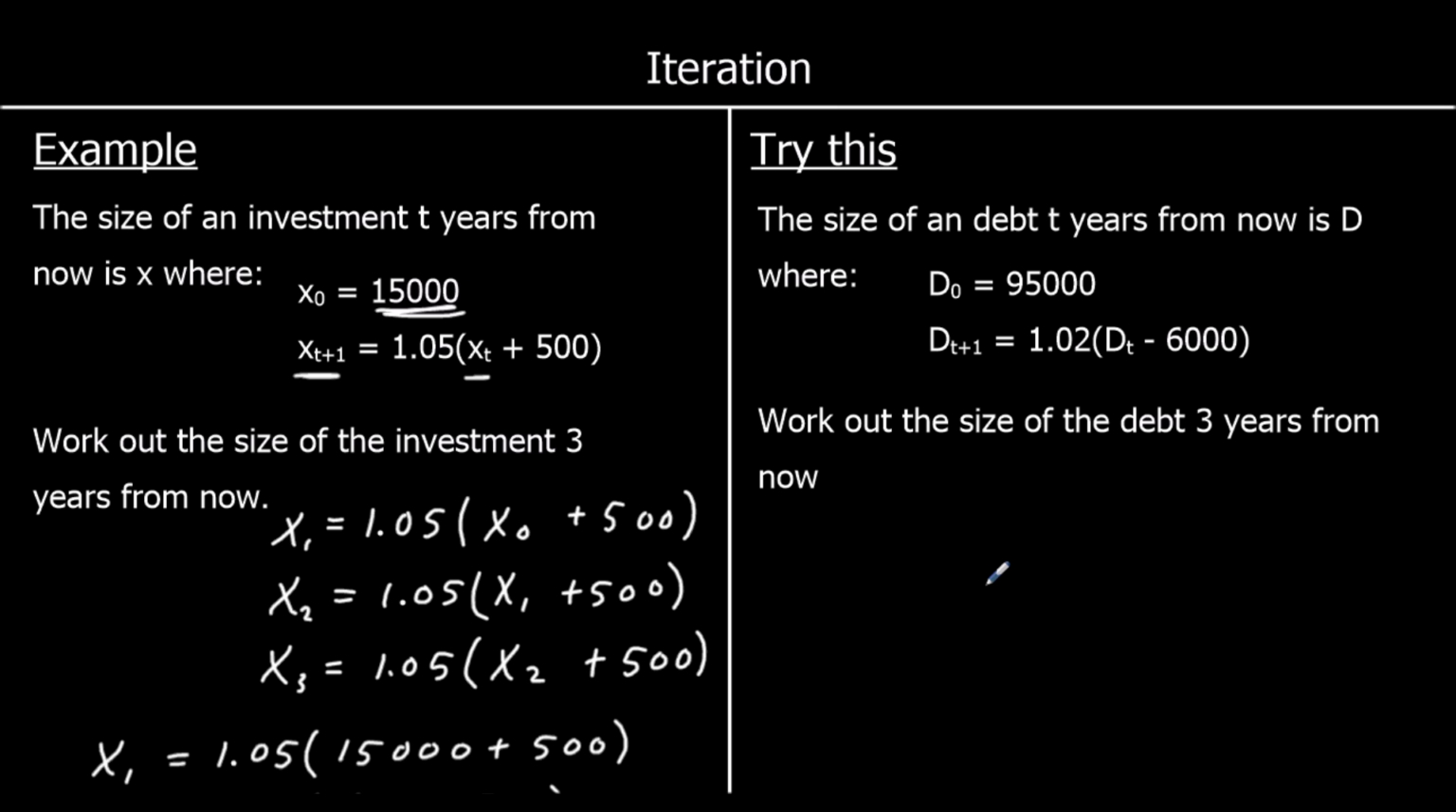Okay, one of these for you to try, so give this a go. So the size of a debt t years from now is D, where D0, the initial number, is 95,000, and d(t+1) equals 1.02 times dt minus 6,000. So to work out d1, we're going to put 95,000 in. So it's going to be 1.02 times d0, which is 95,000, minus 6,000.